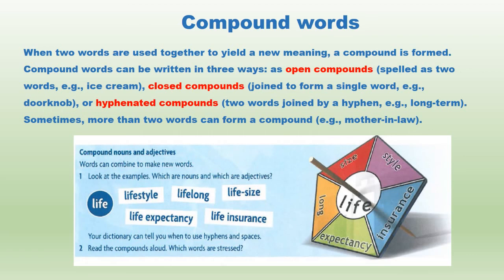In your textbook, you can find a lot of examples of compound words, some of them as noun, some of them as an adjective. So please pay some attention and try to find the differences between compound words. For example, you have lifestyle, lifelong, life size, life expectancy, and life insurance.